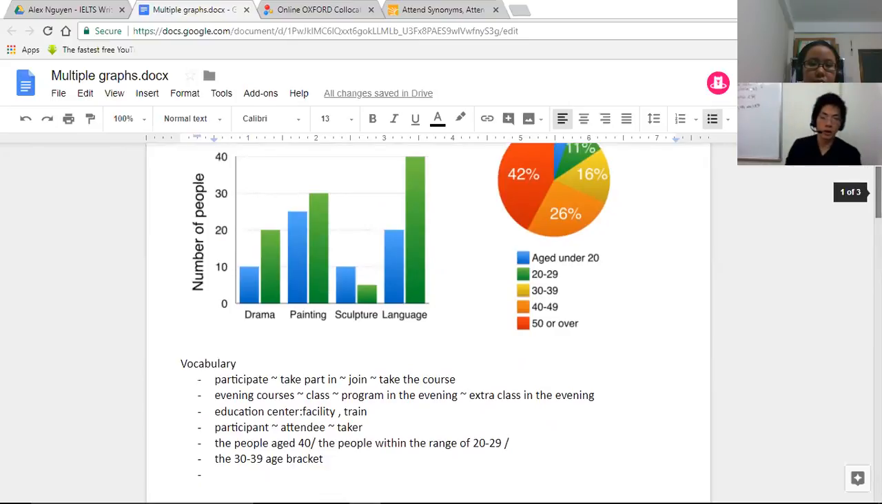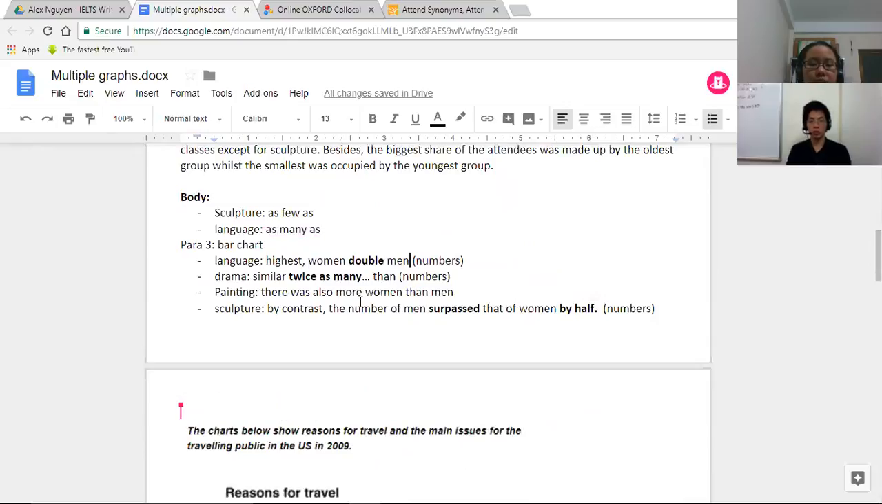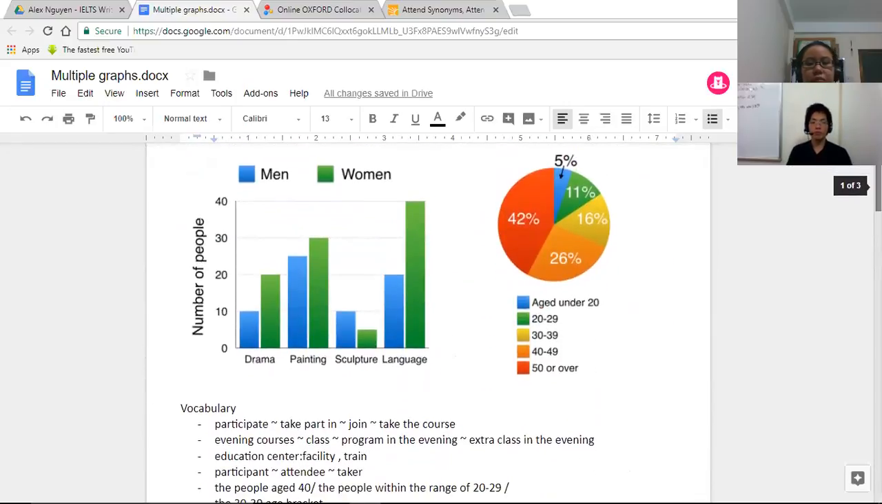So then this is like numbers. Yes, both numbers. Then I have like 4 sentences. Yes, about 4. Yeah, I think you can use exactly 4 sentences for these ideas. Seems very clear. Now let's say paragraph 4, pie chart.